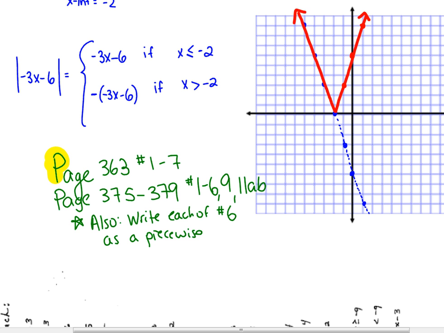Your textbook doesn't really have piecewise practice. So what we've done is in your notes, at the bottom, these are the answers to number 6. So what I want you to do is when you get to number 6, also write them as piecewise. You can check your answers here, so you'll see the graph and what it should be as a piecewise function. Because obviously your textbook doesn't do that. Sound good?